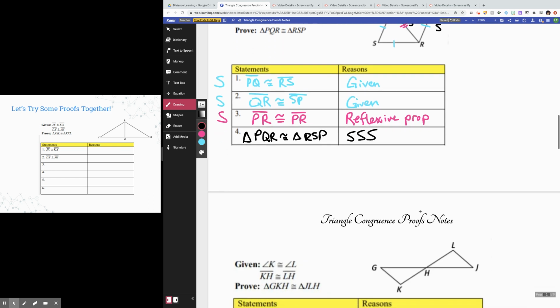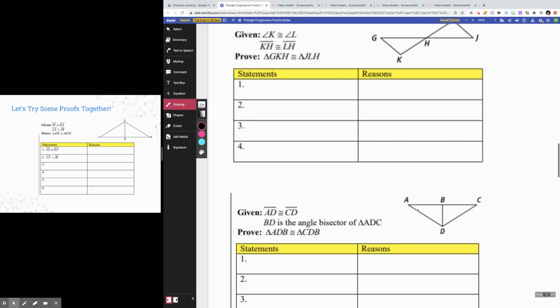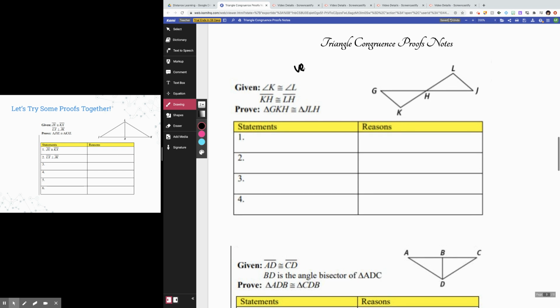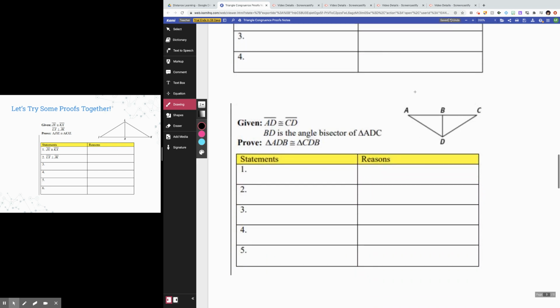All right. So we've got 2 more here, and I want you all to see if you can try these out on your own. Okay, remember, make yourself a roadmap, and I'm going to give you a hint here that you have some vertical angles in this one that will probably help you. And here you have an angle bisector. That's going to help you, as well as you have a shared side here, which is going to help you, okay?